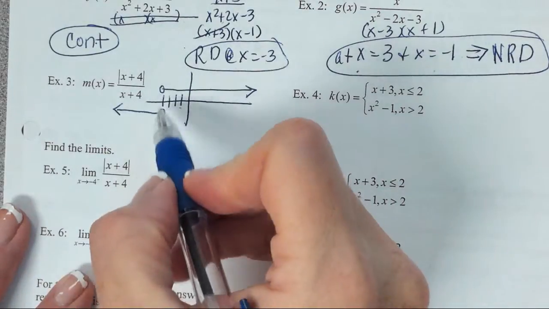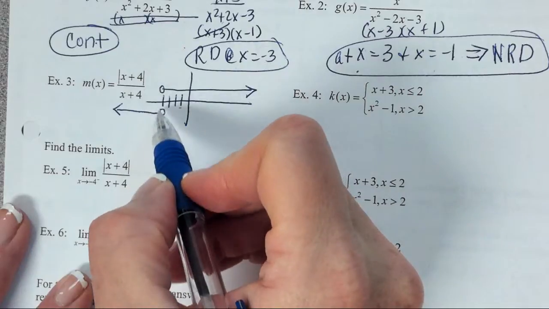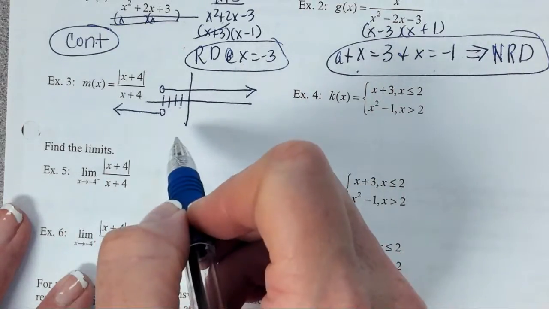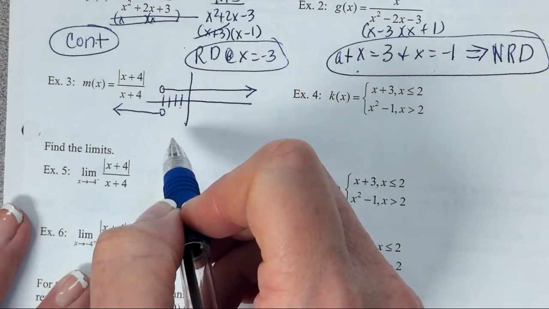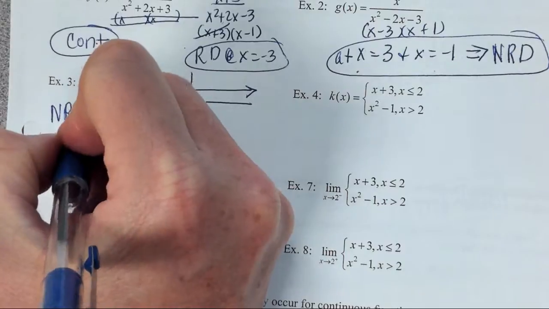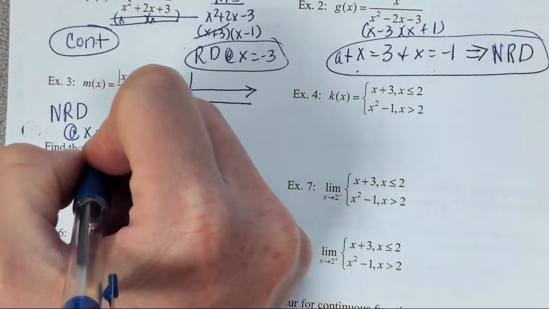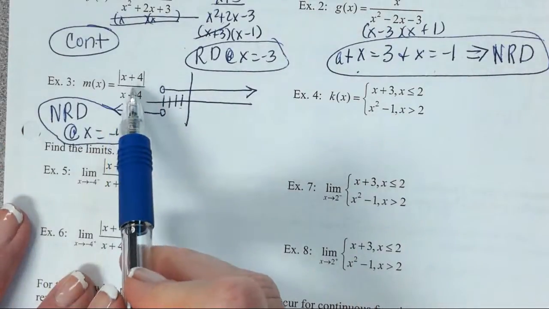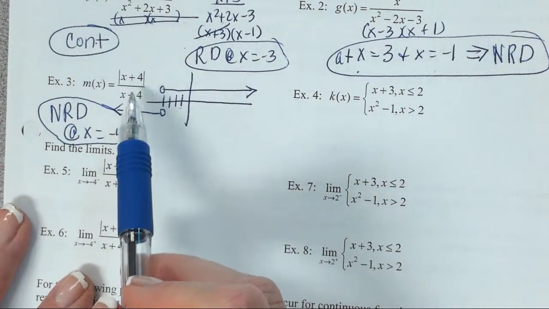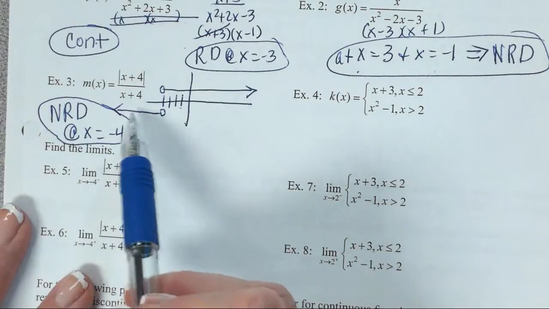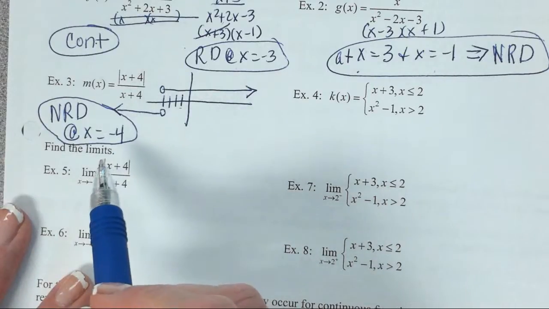That's the way these kind look. So even if I fill in those dots, would filling in those dots make it continuous to where I could graph it without lifting my pen? No. So that means this is going to have to be a non-removable discontinuity at x equals negative 4. So anytime you see these that match exactly and one's absolute value, that's the kind of graph you're going to end up getting, and you just need to recognize it.